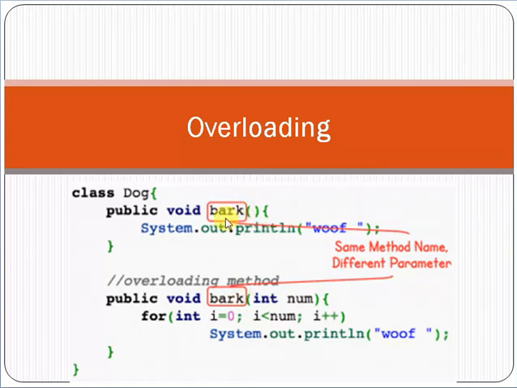If there is no parameter, it will call this method. If there is one parameter, it will call this method. So overloading means, friend, the same method name with different parameters. This is the main concept of overloading: a class having two methods with the same method name but different parameters.